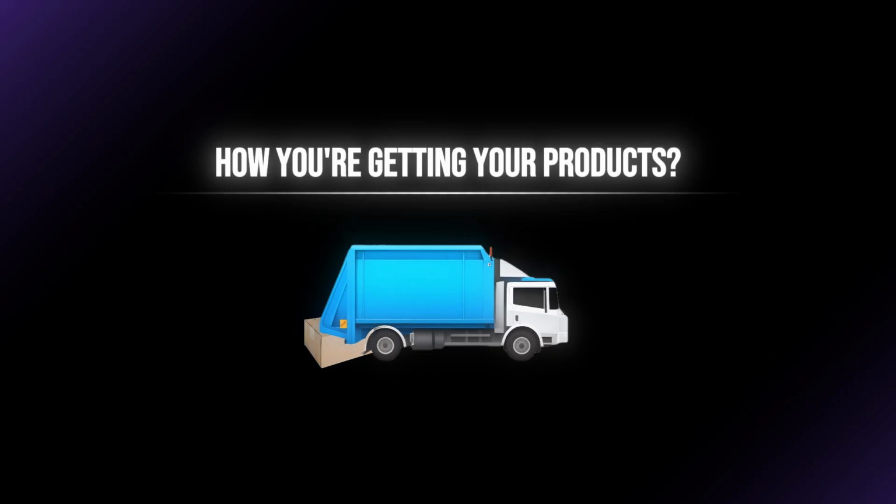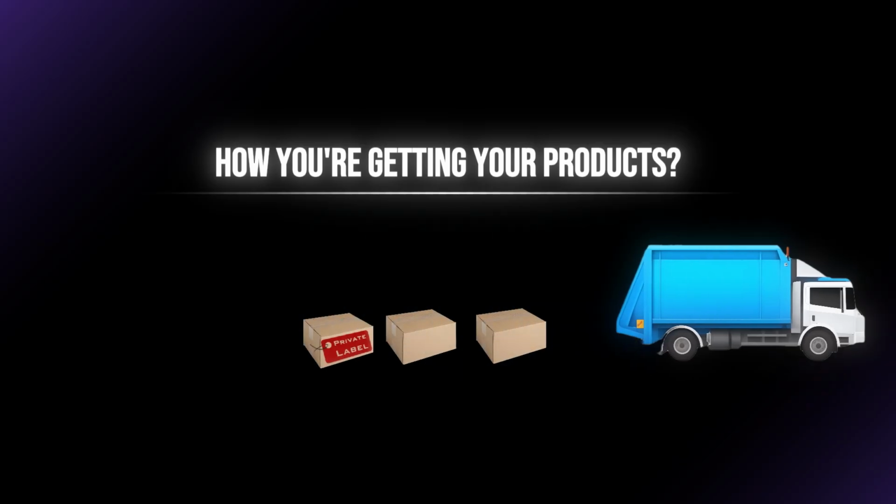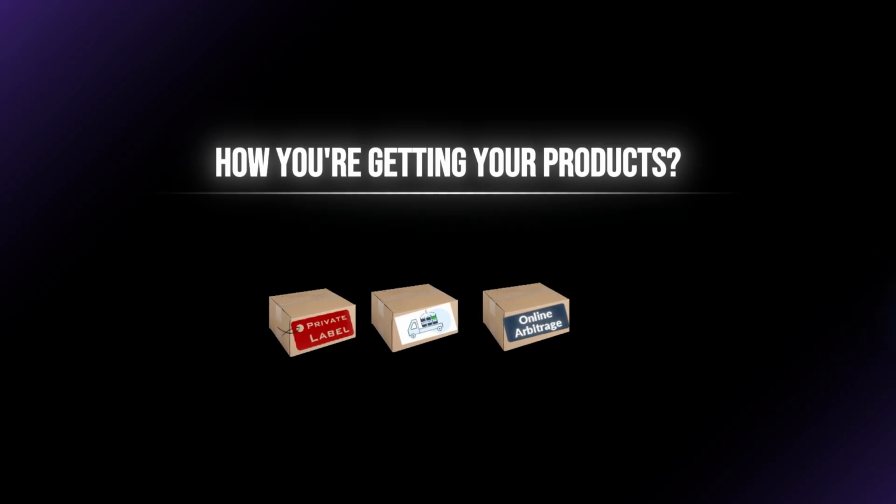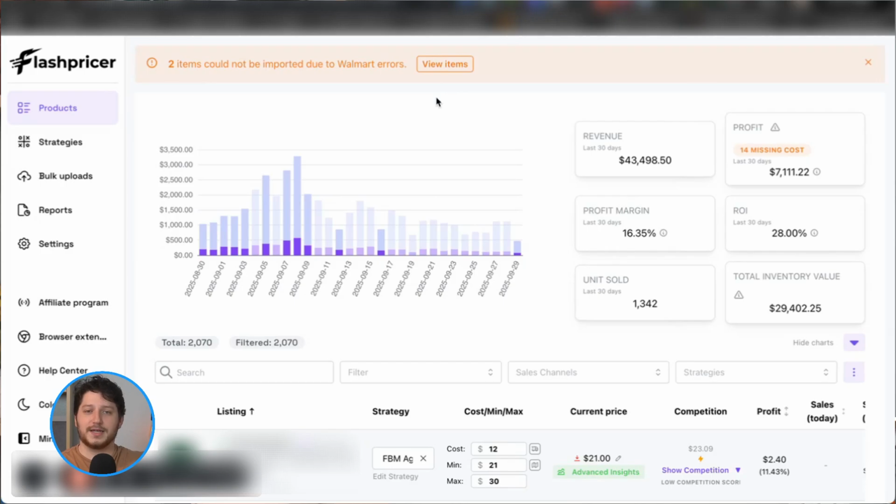When it comes to setting up repricing strategies, there are a lot of different scenarios that you're going to run into when selling on marketplaces like Amazon. In addition to the listings, it also depends on how you're getting your products, whether you're private label, or sourcing wholesale or online arbitrage. So you want to take all of these into account, and you're most likely going to want to set up multiple strategies.